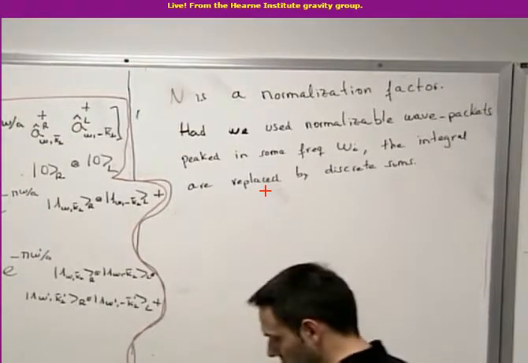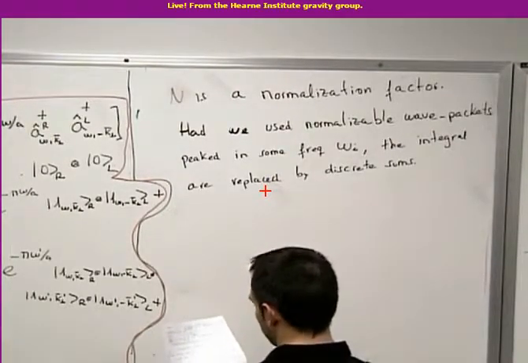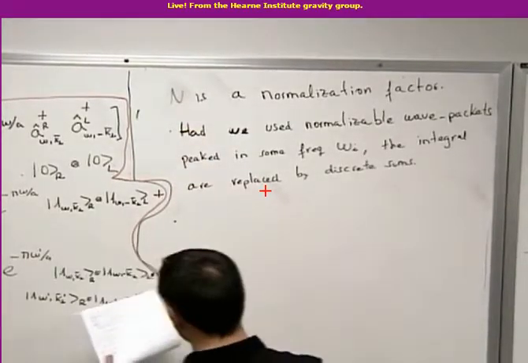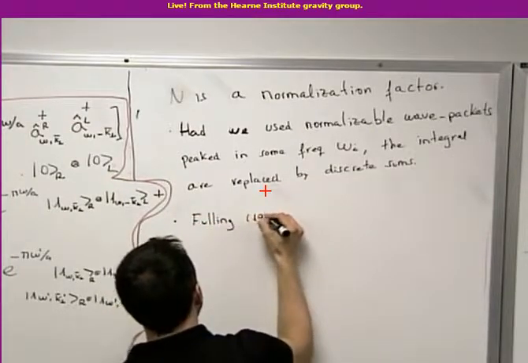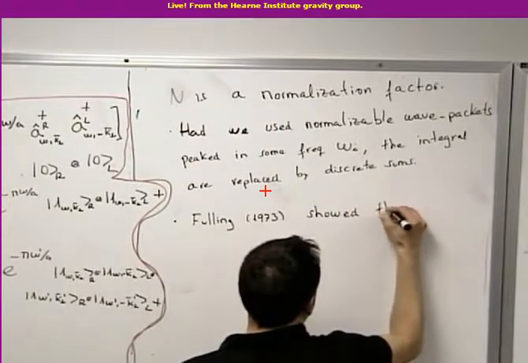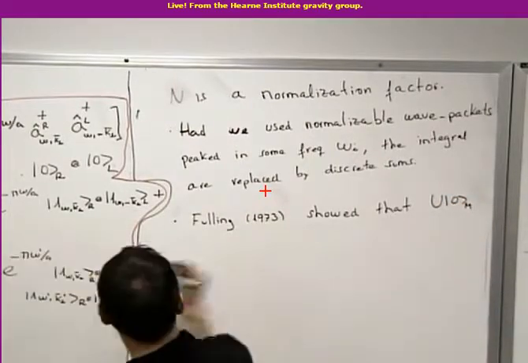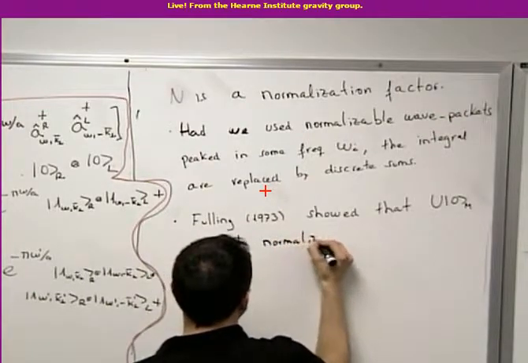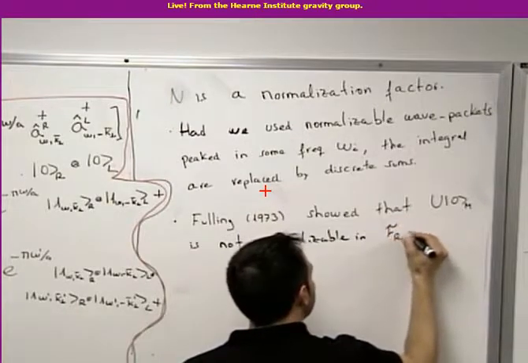Now let me mention also that, first point I want to mention, second point I want to mention is that Fulling in 1973 already showed that this state that we just have written is in fact not normalizable in the product space.